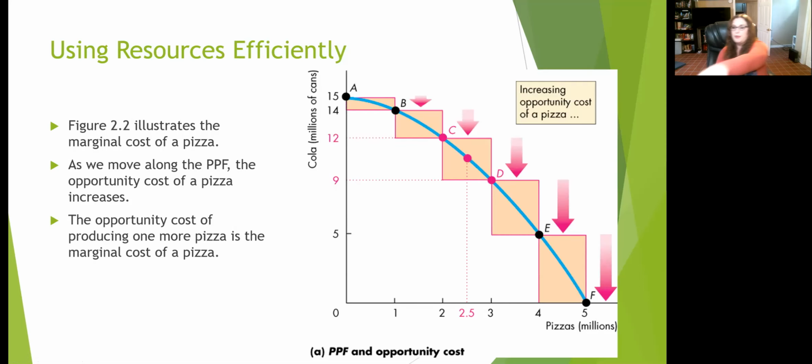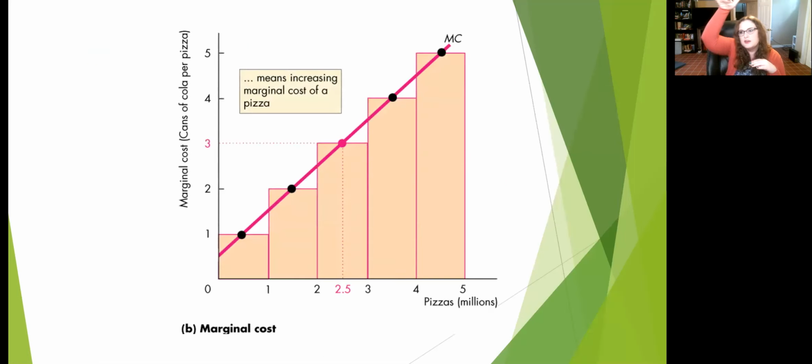So it's just these little boxes that exist, the difference in between 1, 2, 3, 4, 5 million pizza and the amount of soda that you have to give up. And we're just going to push those all down to the bottom. So notice that when we went from 0 to 1 million pizzas, we gave up that 1 million sodas. Okay, when we went from 1 million pizzas to 2 million pizzas, we gave up 2 million sodas. Until the very end, where we go from 4 million pizzas to 5 million pizzas. And remember when we did that, we had to give up 5 million sodas.